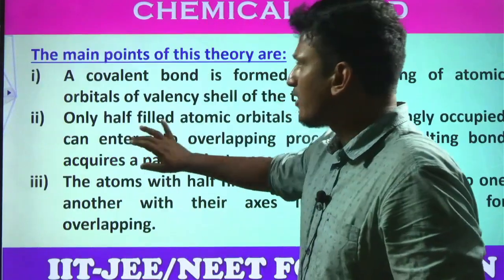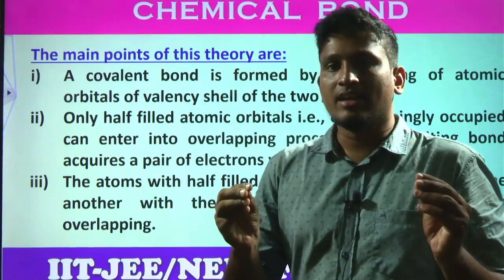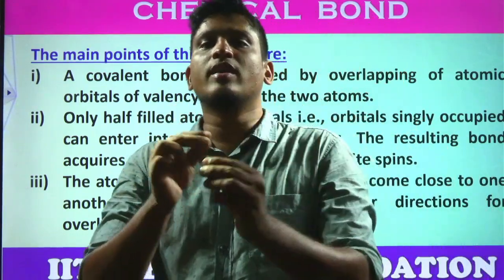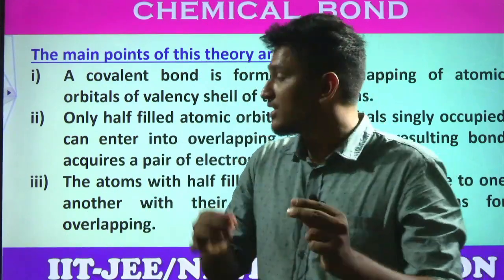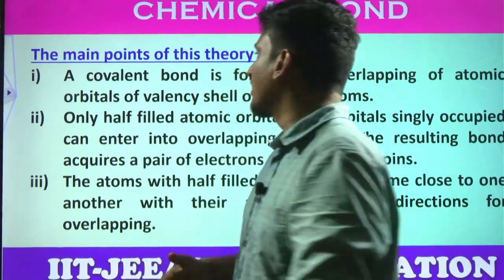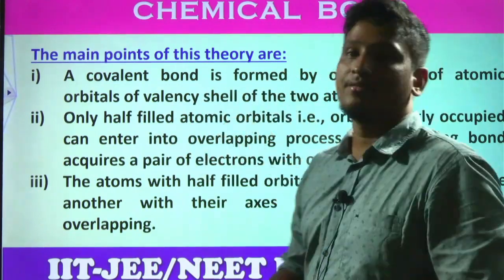According to this theory, students, in general, during bonding, the orbitals of atoms overlap with each other. During sharing, what happens? The orbitals overlap with each other. This is the main point of valency bond theory. The covalent bond is formed by the overlapping of atomic orbitals of the valency shell of the two atoms.